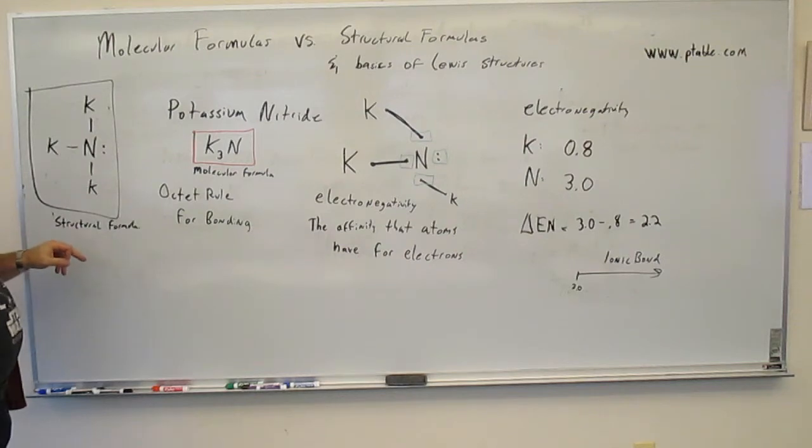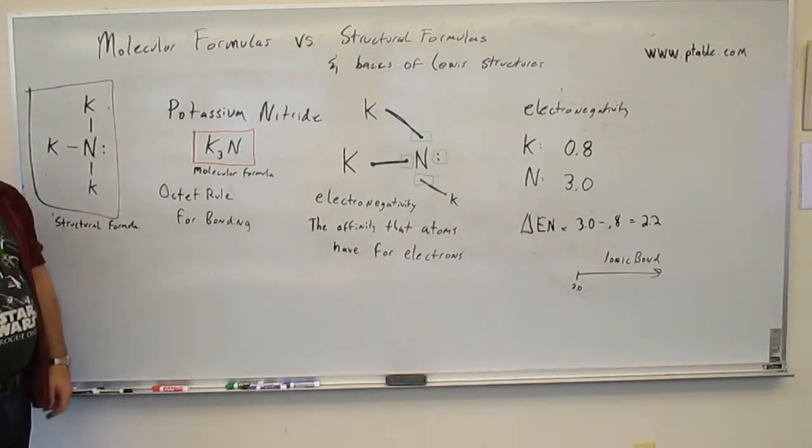This is the structural formula. Why do we have a structural formula? Because this shows the structure in a 2-dimensional space on the paper. So we have the structure of the molecule set up like this that we're able to represent in the 2-dimensional space of the paper. And this is the structural formula for potassium nitride.